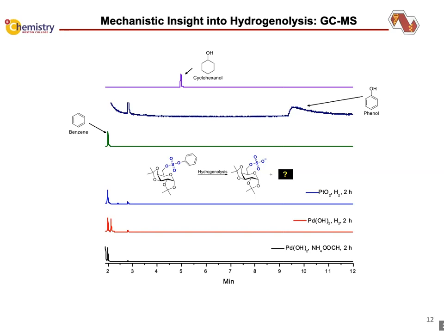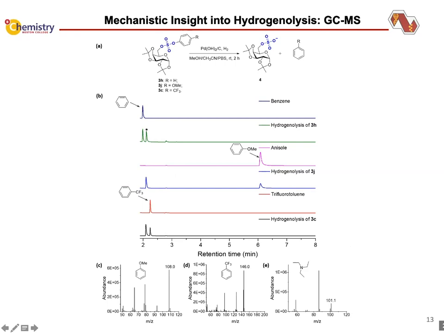Then we changed this R group to different substitutions, for example, methoxy or trifluoromethyl group. In all of them, the corresponding arene was generated, and there's no phenol or cyclohexanol being generated in the process. There is some side product when we do hydrogenolysis for too long, and that is triethylamine, which is the reduction product of acetonitrile, the solvent that we used in these reactions.